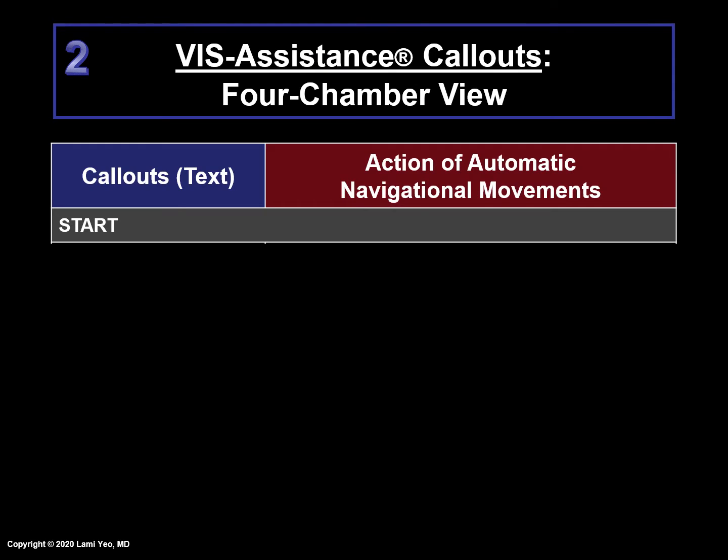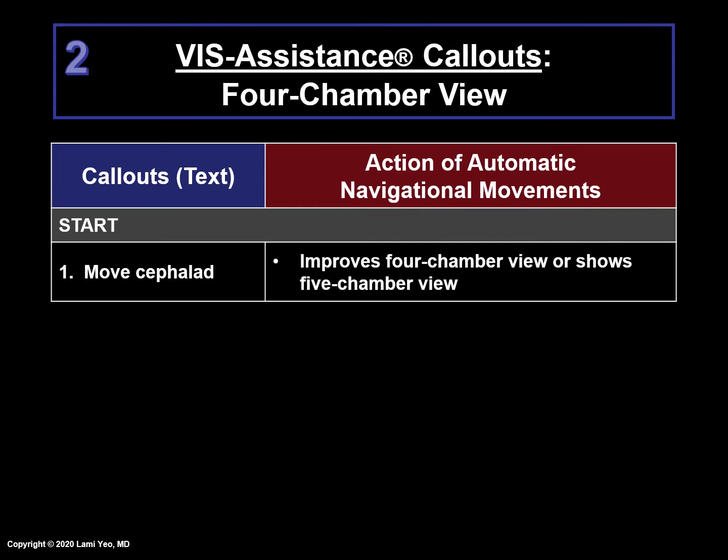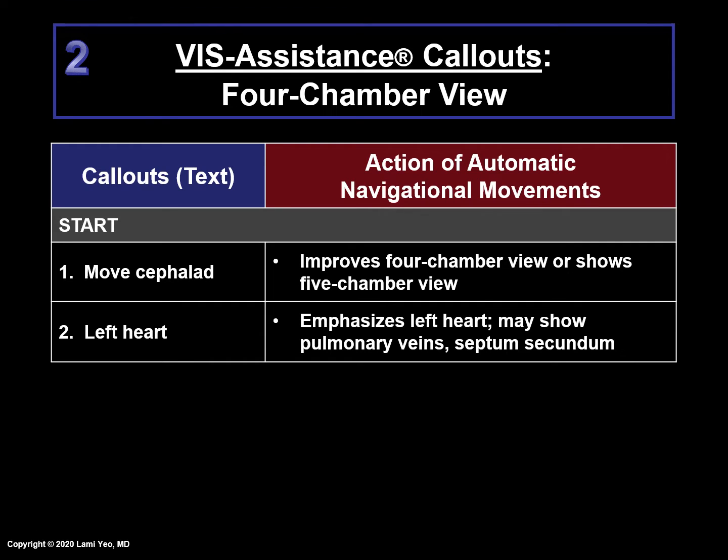There are 5 callouts for this VISA video clip. The first callout is move cephalad, which improves the 4-chamber view or shows the 5-chamber view. The second callout states left heart and emphasizes the left side of the heart. In addition, this part of the VISA video clip may show the pulmonary veins and the septum secundum.